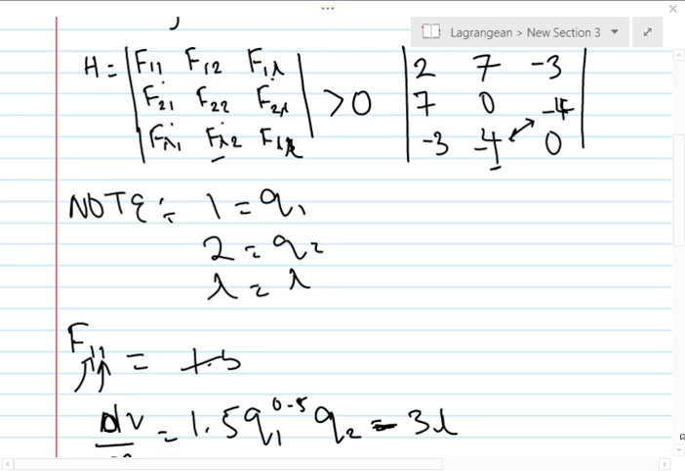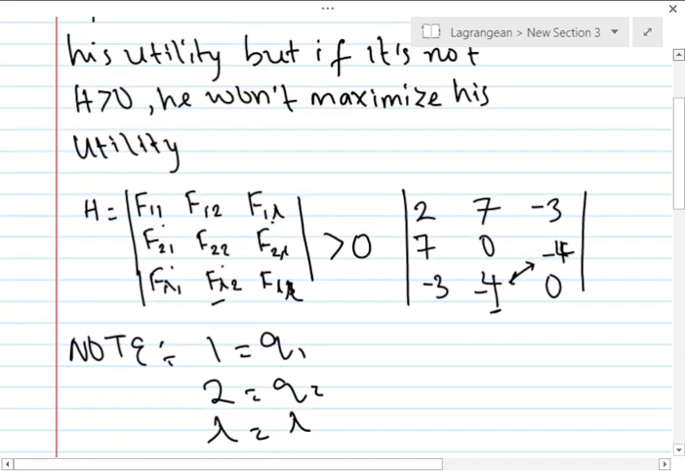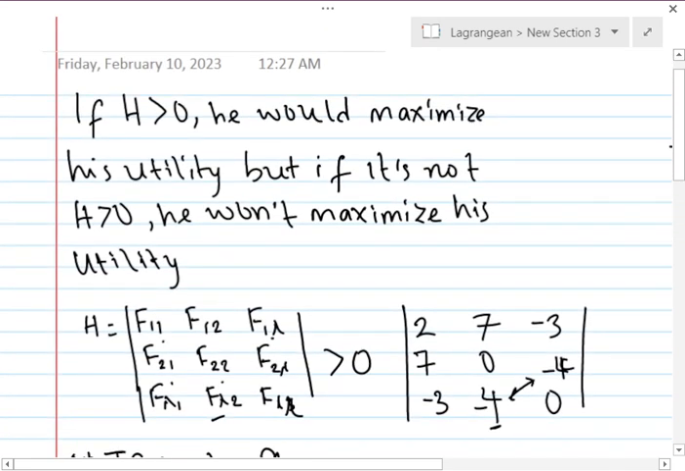So the next thing we have to do, remember the rule of the Hessian determinant. The rule states that, let's read the rule. If H is greater than 0, that consumer will maximize its utility. But if H is not greater than 0, he won't maximize his utility. So for us to solve that, we have to use this and find the determinants.